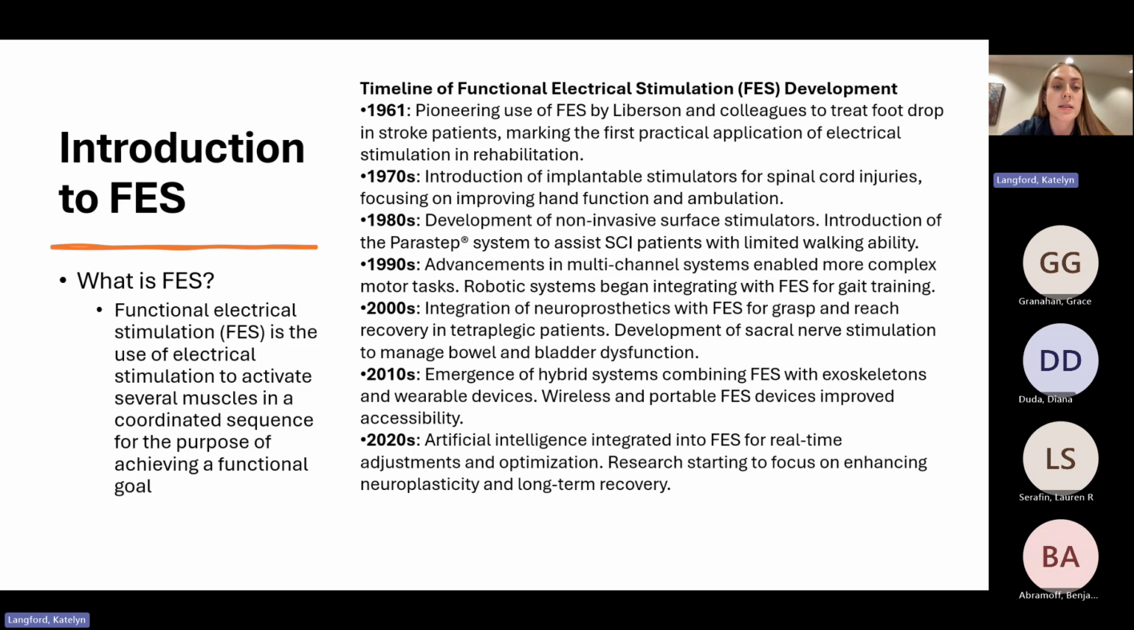In the 2010s, they brought back the hybrid systems, even at a greater scale with the FES and exoskeletons, more wearable devices. So that was using both devices kind of in a hybrid to get the best of both of them. And then now we're in the 2020s and we're in this era of artificial intelligence, neuroprosthetics, brain mapping, all of those things to kind of more focus on neuroplasticity and long-term recovery.